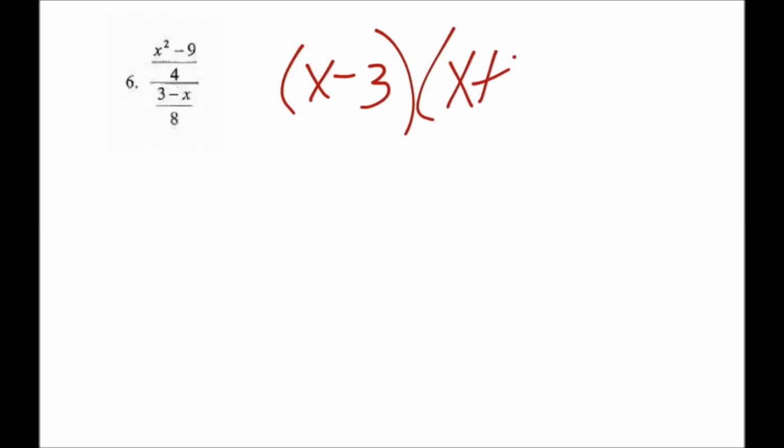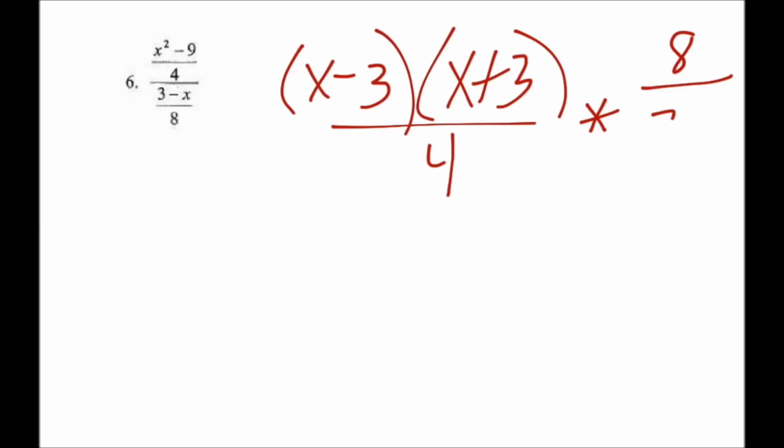I would go ahead and factor, if I could, while I'm splitting it up and rewriting it. X squared minus 9 becomes x minus 3 and x plus 3. It's over 4 times, flip the bottom so the 8 goes to the top, and 3 minus x. Ready to cancel. Your 4 goes away, your 8 becomes a 2.